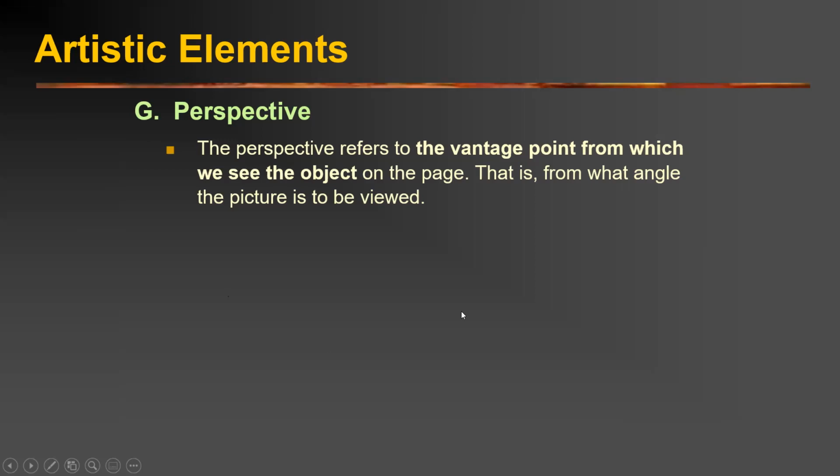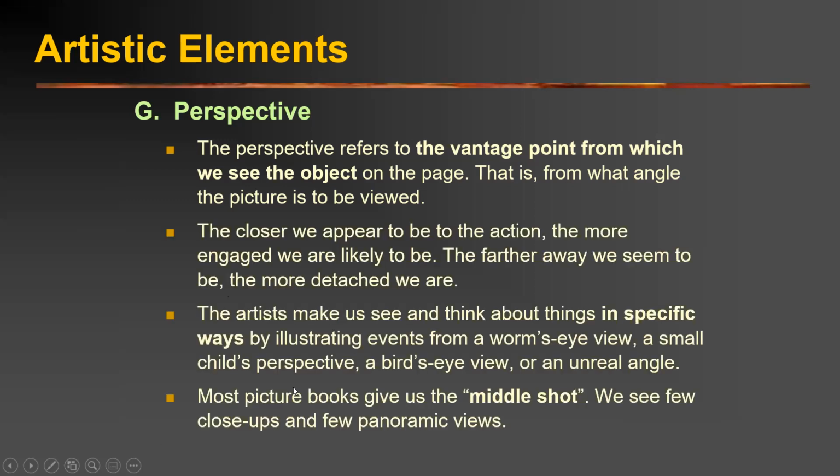The artists make us see and think about things in specific ways by illustrating events from a worm's eye view, a small child's perspective, a bird's eye view, and an unreal angle. Most picture books give us the middle shot. We see few close-ups and few panoramic views, because, once again, our focus is on the action and not on the setting. More on the character and not on the background.